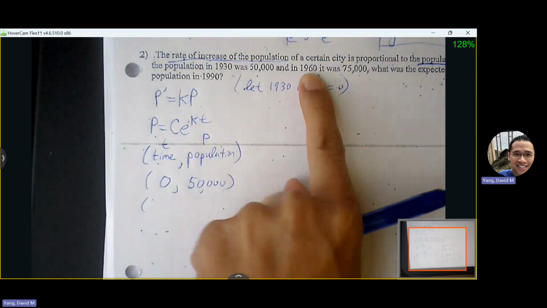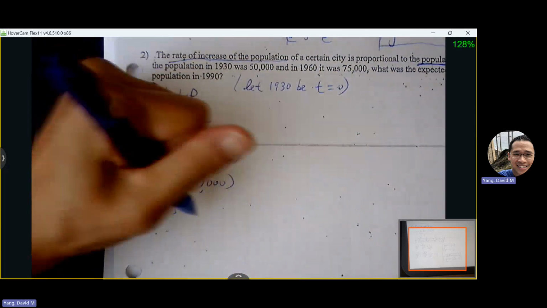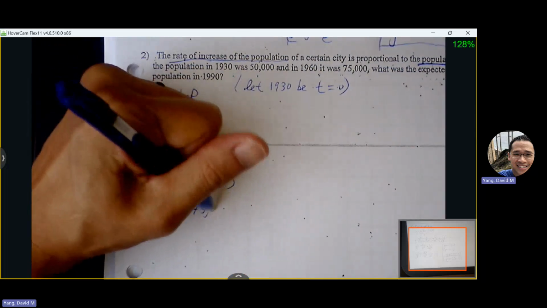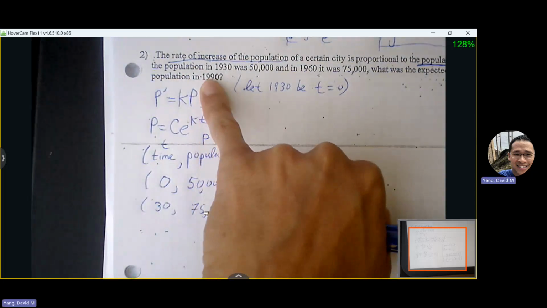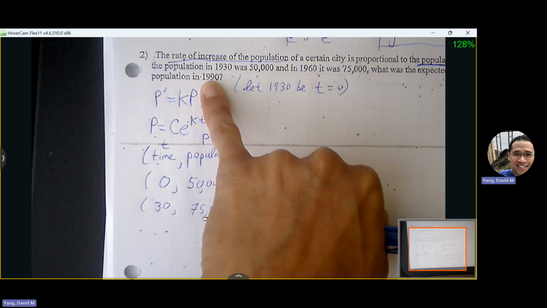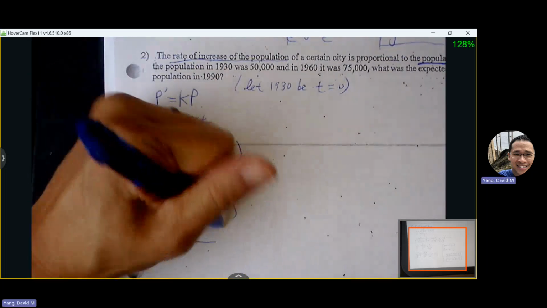In 1960, how many years after? 30. So 30 years later, my population rises to 75,000. What's the expected population in 1990? What year? That's 60. Yeah, so year 60, we're going to be looking for some population.